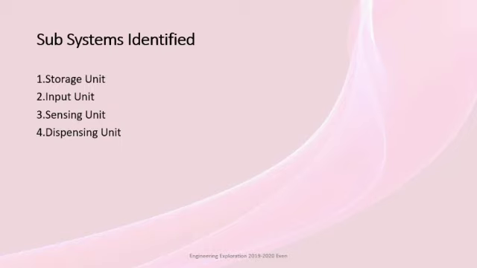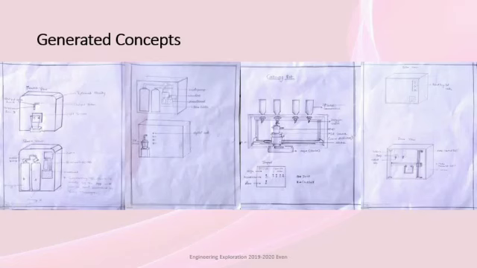Subsystems identified. These are the 4 different subsystems identified, that is storage unit, input unit, sensing unit and dispensing unit. These are the 4 different generated concepts, and concept 3 is considered as the datum concept and compared with the rest of the 3 concepts to come out with the most efficient concept.